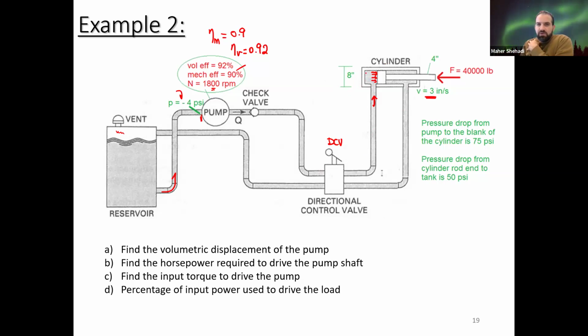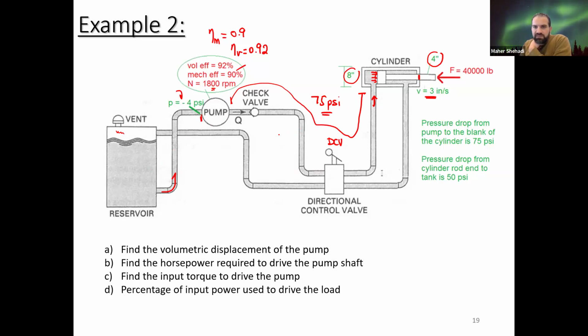The cylinder bore, we're going to assume they're the same. It has a diameter of 8 inches, and then the rod diameter in the back has 4 inches diameter. This shaft here has a diameter of 4 inches. The pressure drop from the pump to the blank end of the cylinder, so from here all the way to here, is 75 psi. That's probably something you need to calculate, but they give it to you.